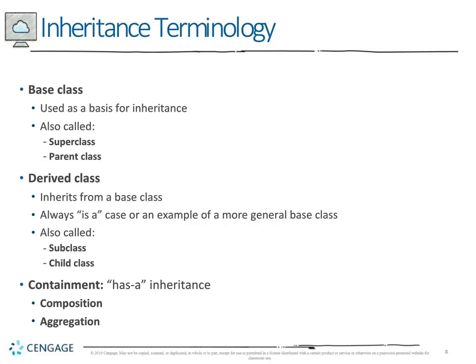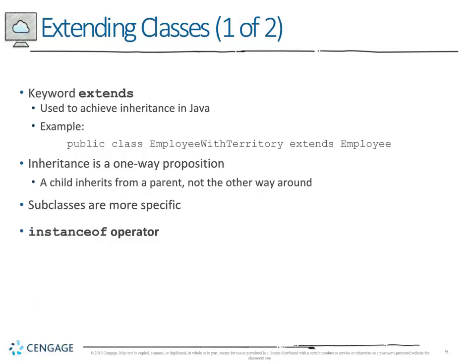You can use the terms superclass and subclass, similarly to base class and derived class. Evergreen can be called a subclass of the Tree superclass. You can also use the terms parent class and child class. An EmployeeWithTerritory is a child of the Employee parent class. You use the keyword extends to achieve inheritance in Java.